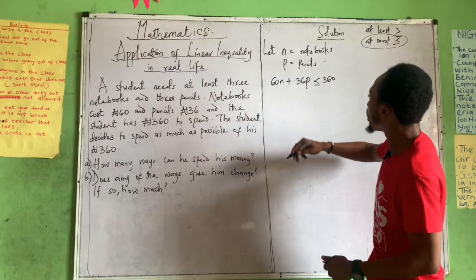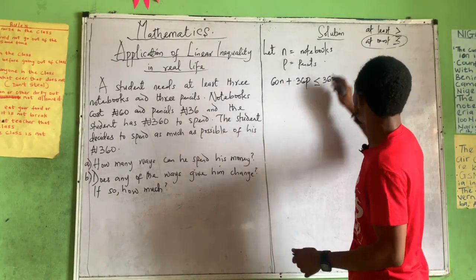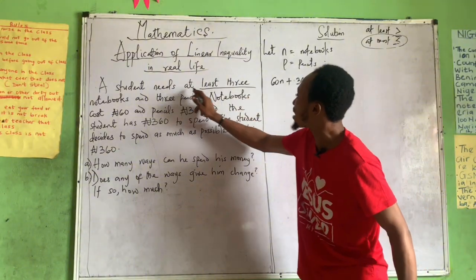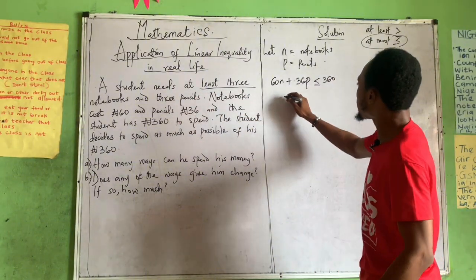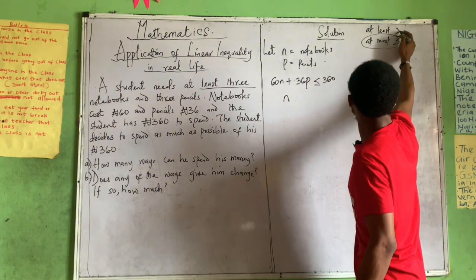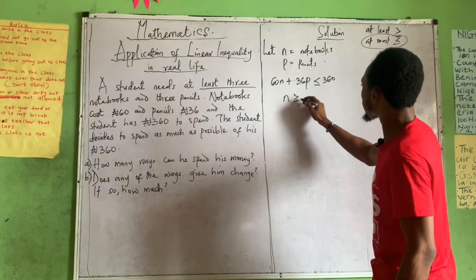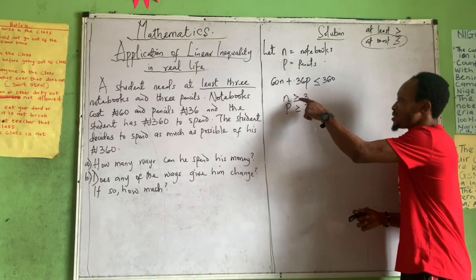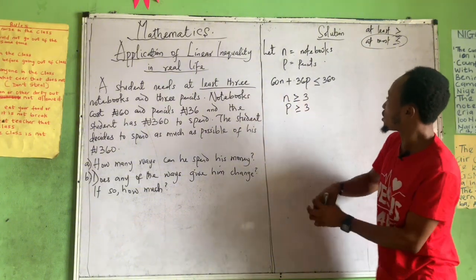Now, let's take note of this. We are being told that he needs at least 3 notebooks, and so he needs n. Now, at least is what? Greater than or equal to. So n is greater than or equal to 3 and p is greater than or equal to 3. So he needs at least this and this. So this is how to represent this.